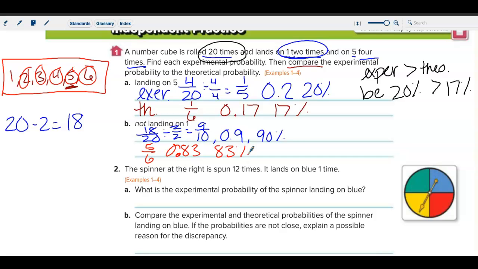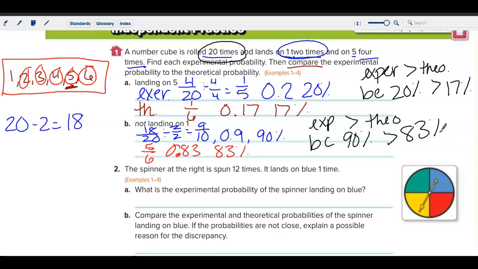To compare them, we would say that experimental is greater than theoretical, and that's because 90% is greater than 83%, but again, these are really close to each other.